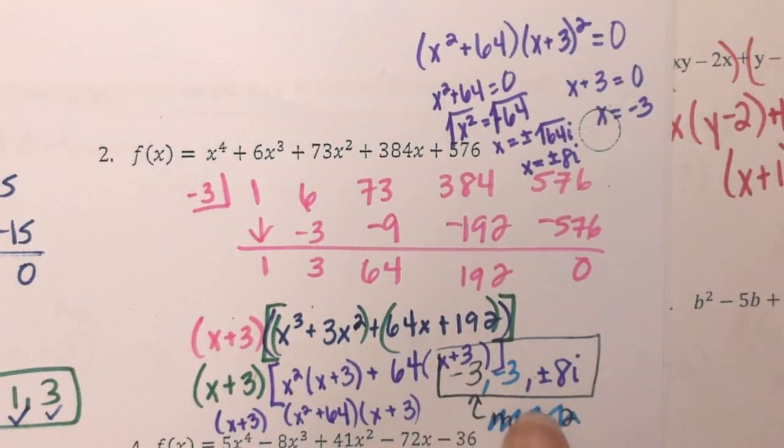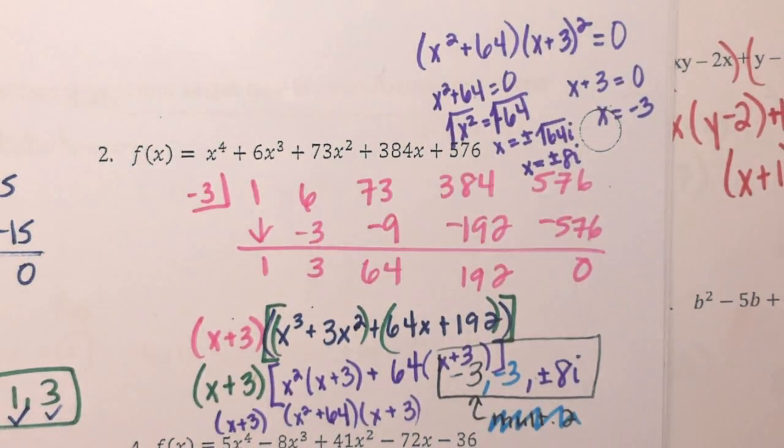But if you don't want to list off negative 3 twice because you think that looks stupid, if you want to put negative 3 and underneath it put multiplicity 2, it's going to mean the same thing. Multiplicity 2 means it showed up twice. And guess what? It did. It showed up twice.